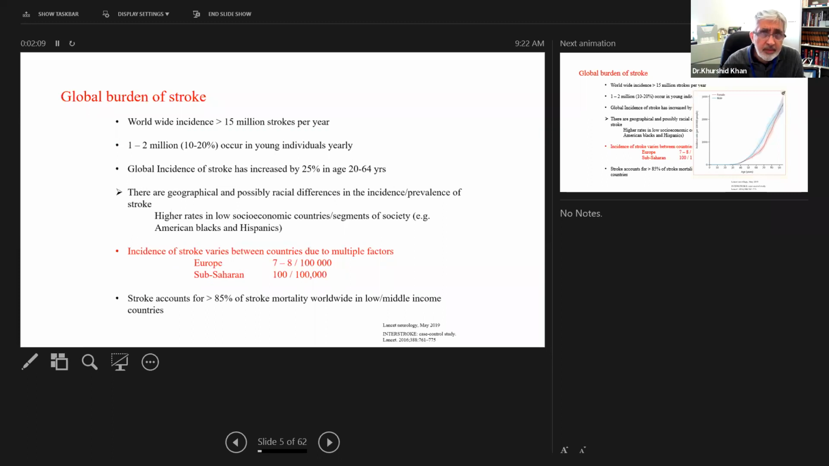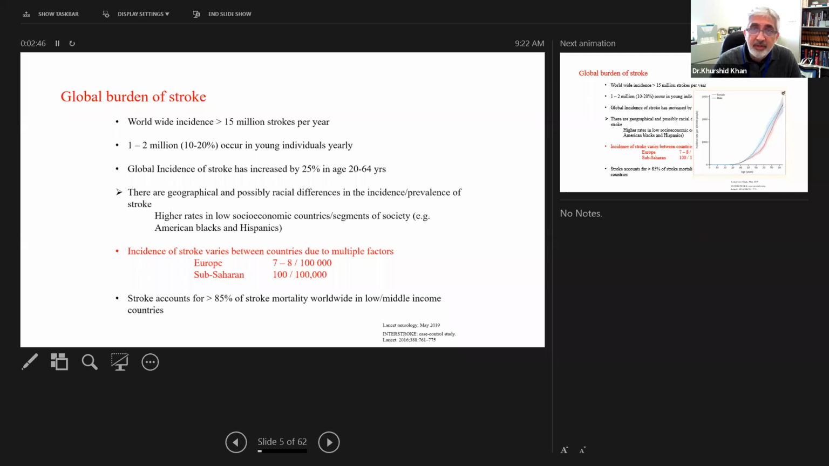Now, as we all know, stroke is a very common condition responsible for high morbidity and mortality worldwide. And annually, 15 million individuals are affected by stroke. And out of this, 10 to 20% occur in younger individuals. The incidence of stroke has been increasing by about 25 to 40%, depending on which epidemiological studies you read, especially in the younger population. Now, there are geographical and racial differences.